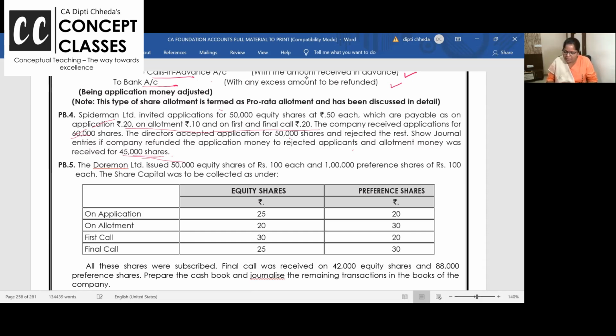So allotment may be allotted, no, 50,000 shares. But allotment money is received for 45,000. So 5,000 will be called in arrears. This is the knowledge in your mind. This whole analysis should run in your head. Is my speed fine?